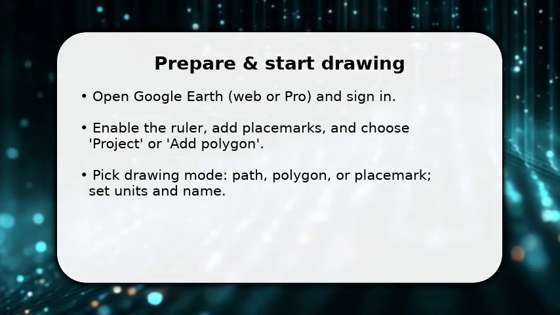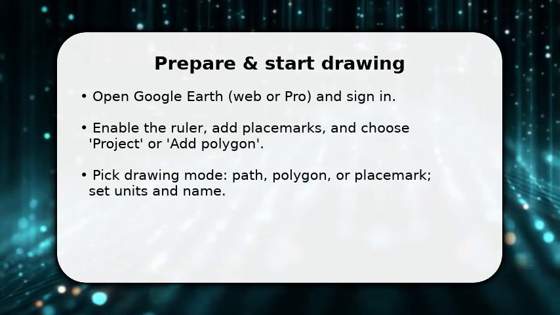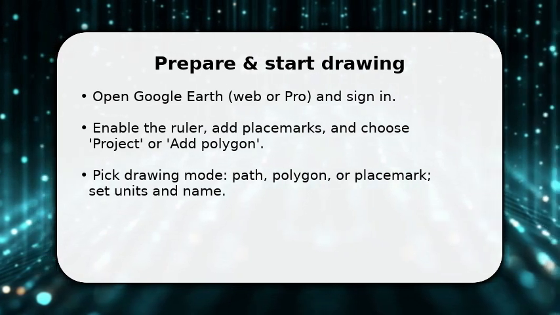Click the map once to start and place the first point. Don't overcomplicate the shape. Make sure to name the feature and select units. Once done, you'll have a live, editable object to refine.